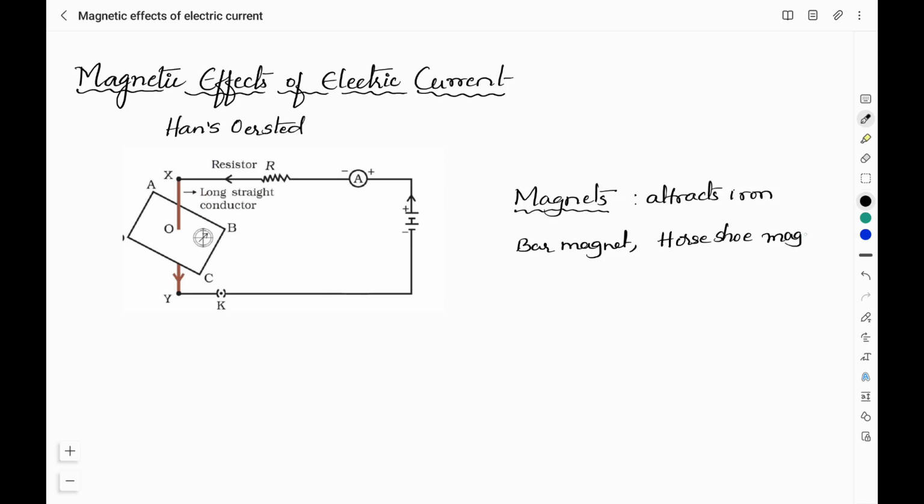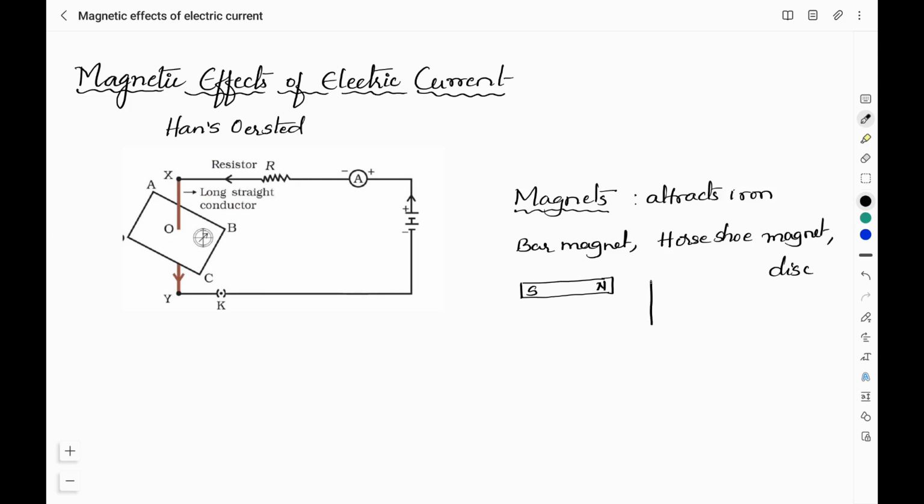And all the magnets are bipolar, which means they have north and south poles. Two poles are there in the magnet, north and south pole. Whenever you freely suspend the magnet, it aligns in the direction of north and south poles. A bar magnet is in the shape of a bar. It has north and south poles. South pole is represented by S and north pole is represented by N.